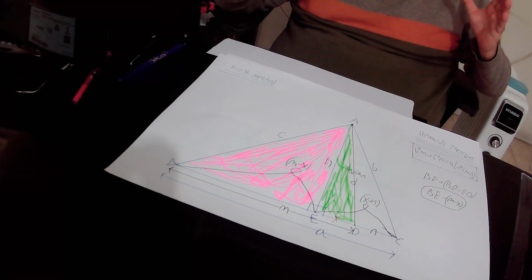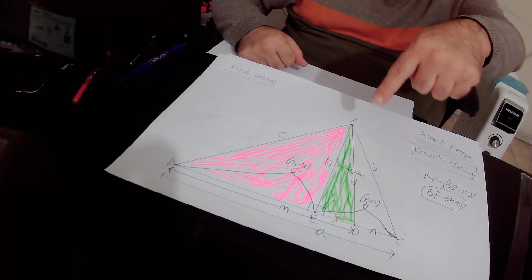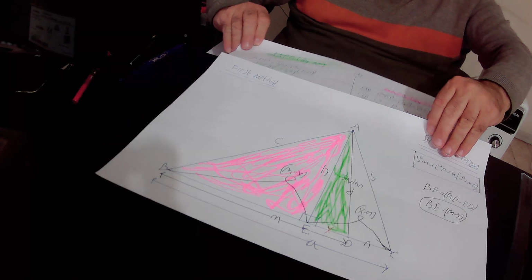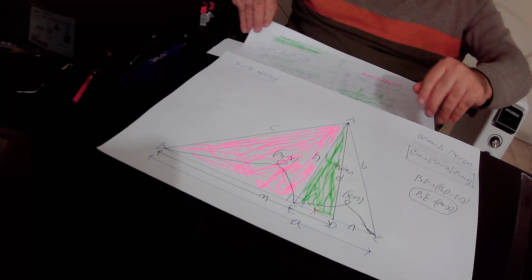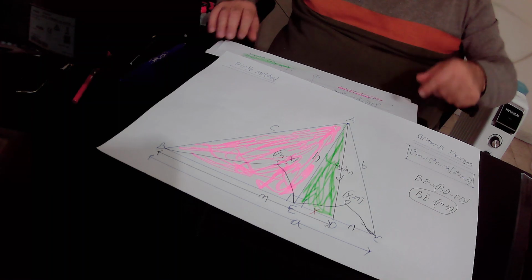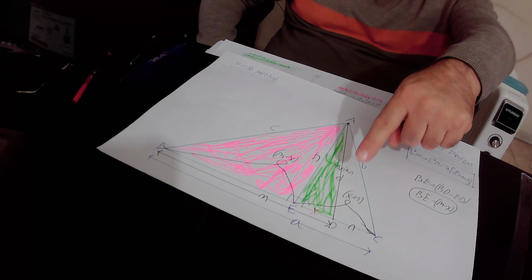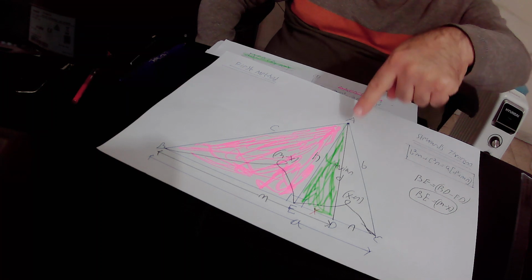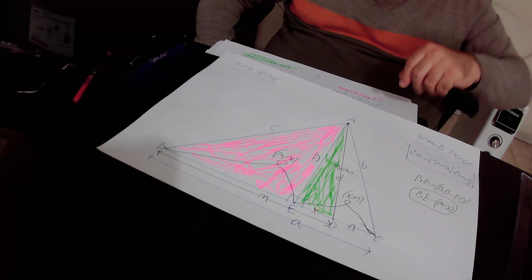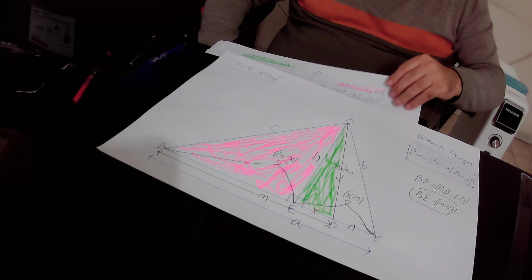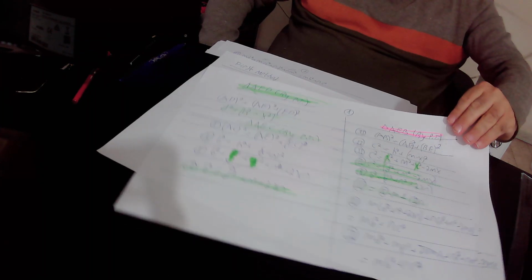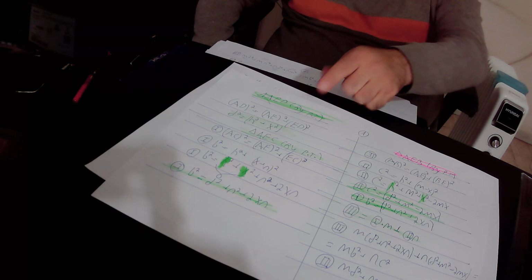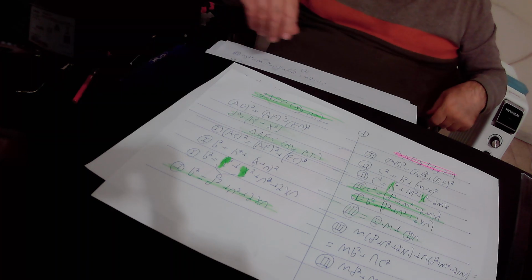Then we implement the Pythagoras theorem on the green right triangle AED. According to the Pythagoras theorem on the green right triangle AED, AD square equals AE square plus ED square. Repeat again, the green right triangle AED, AD square equals AE square plus ED square. Okay.